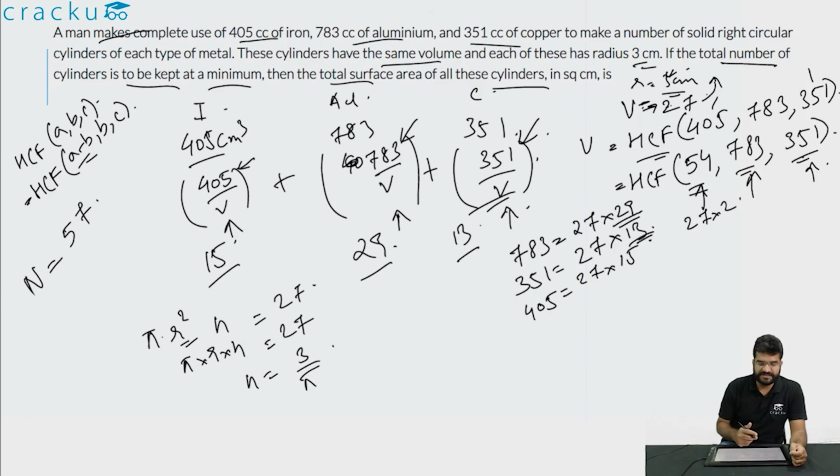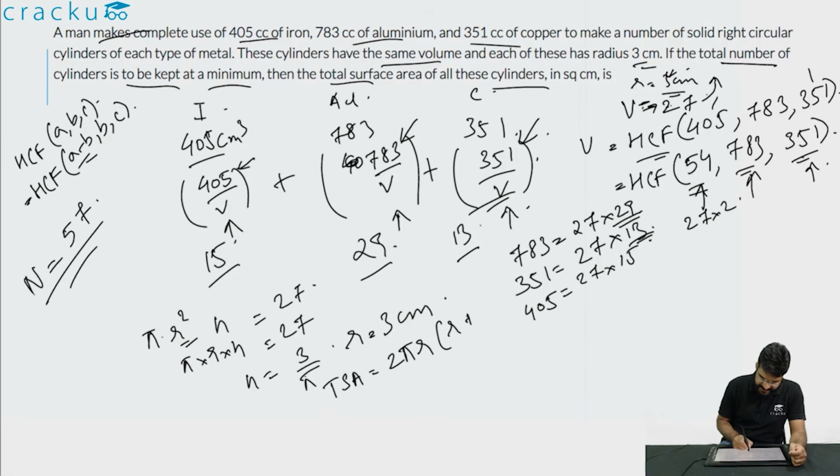So each of the small cylinders has a height of 3 by pi and a radius of 3 centimeters, and the total number of such small cylinders is 57. We just need to calculate the total surface area. Now for any given cylinder, the total surface area is equal to 2 pi r into (r plus h).